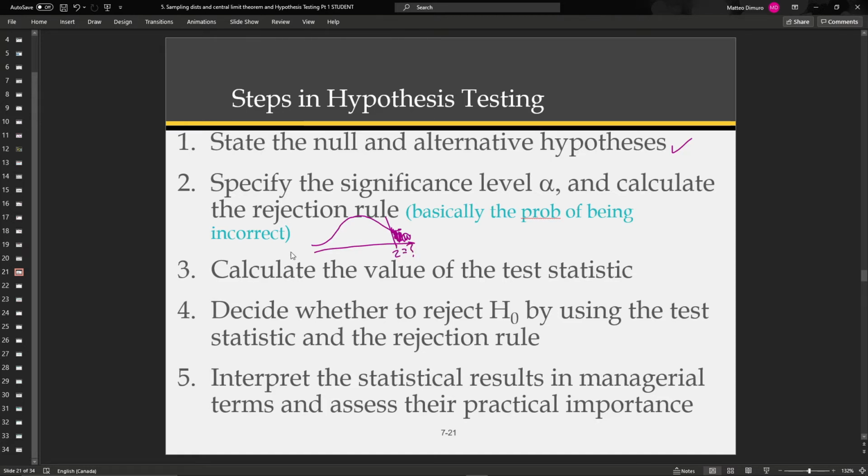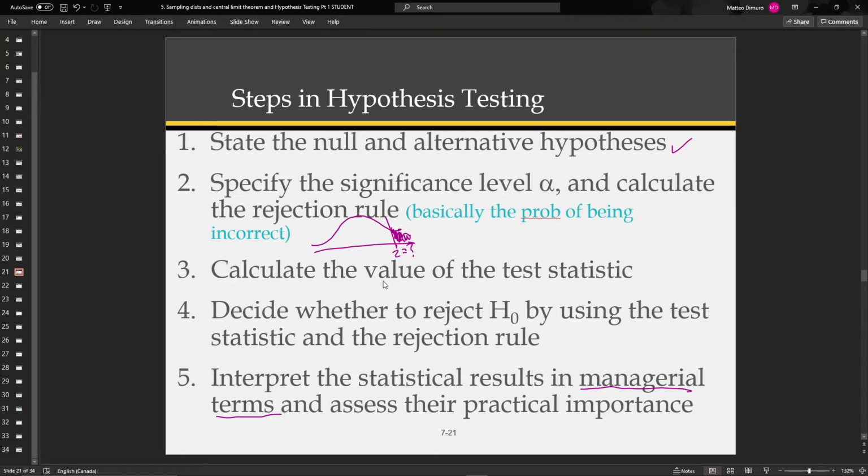Okay, then we calculate the value of the test statistic, so we'll be using the central limit theorem formula for that. Then you need to decide whether to reject H0 by using that test statistic and looking at your rejection region. And then you interpret the statistical results in managerial terms. That's something from your textbook that I stole. And assess their practical importance. So step 5 is basically saying, can you say this in English?